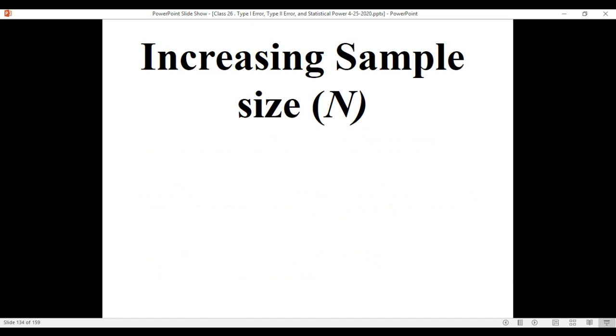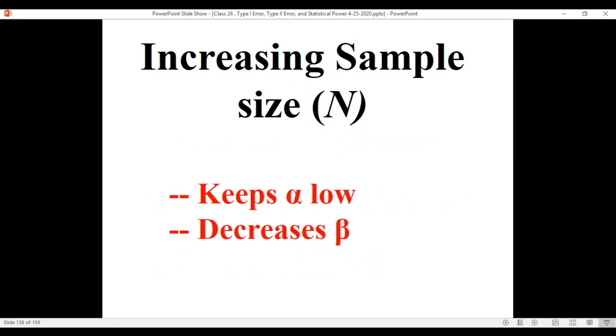Now, increasing sample size has several good effects. First, it keeps alpha low at 0.05 or 0.01. In other words, when you increase sample size, you can just keep alpha as low as you want it. The probability of type 1 error stays low. Second, increasing sample size decreases beta. In other words, the probability of type 2 error is also low, just like alpha is. And third, increasing sample size increases power. In other words, the chances that we'll find a statistically significant difference goes up.